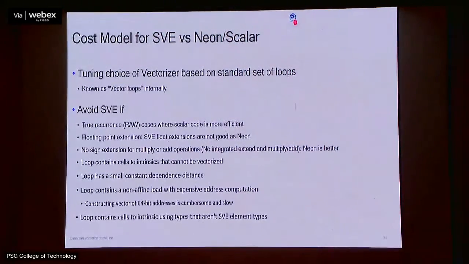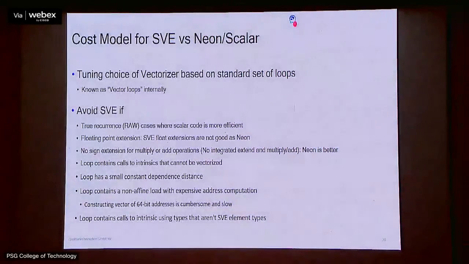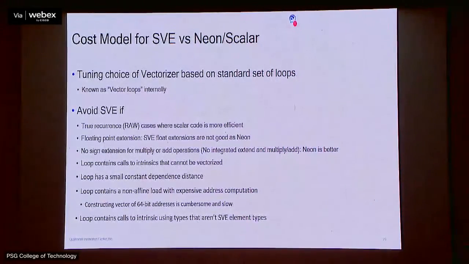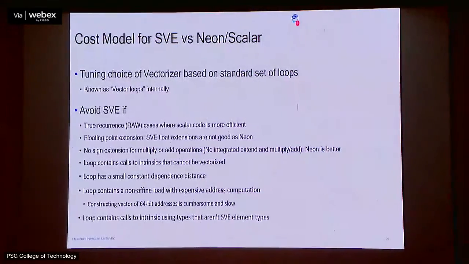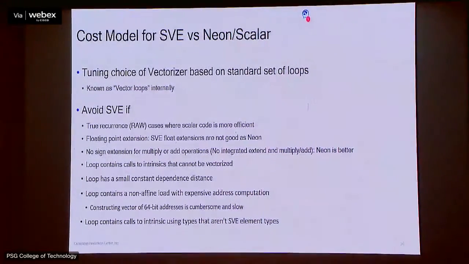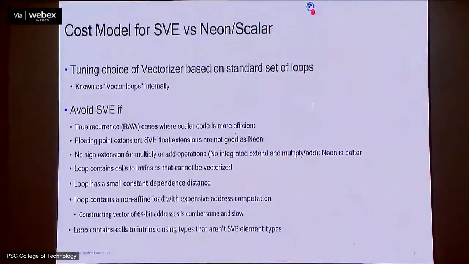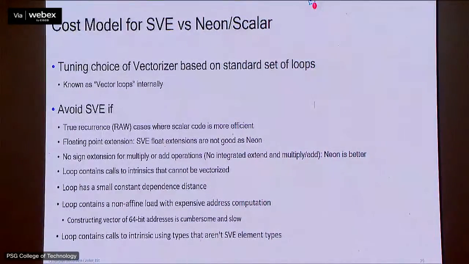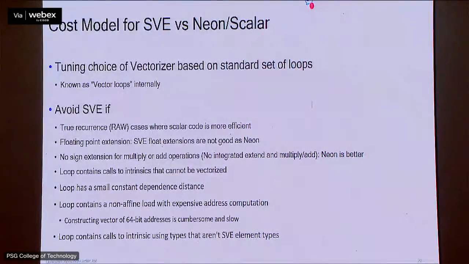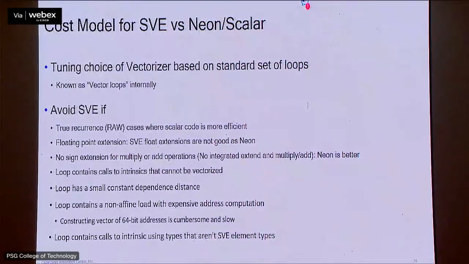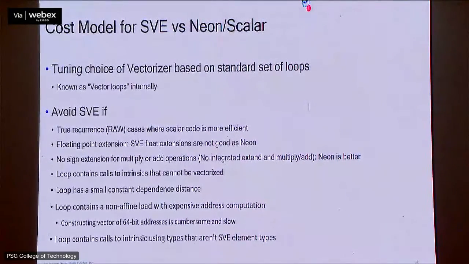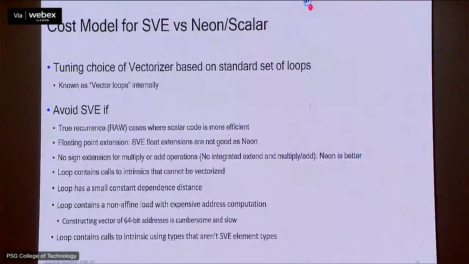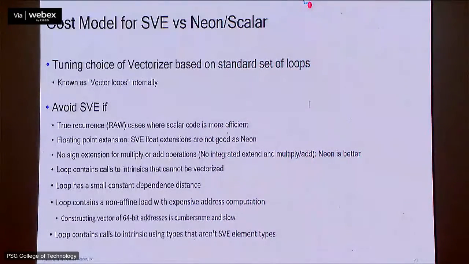So in our compiler, we have something called a cost model. We look at a loop, we have an auto vectorizer. We look at a given loop and say, okay, what is the best way to vectorize this loop? Should I use Neon? Should I use SVE? And we have an internal benchmark called vector loops. Even if it's internal, it's mostly derived from open source. So if any of you are interested, I'll be happy to share the information.